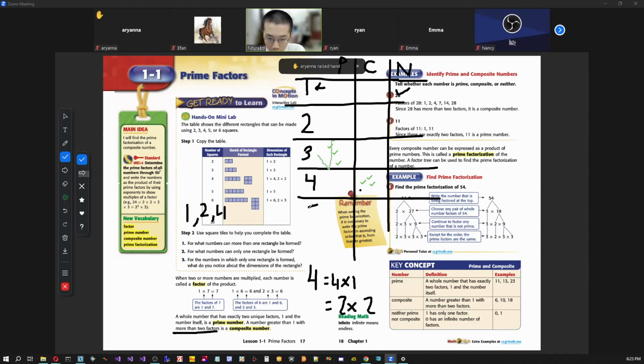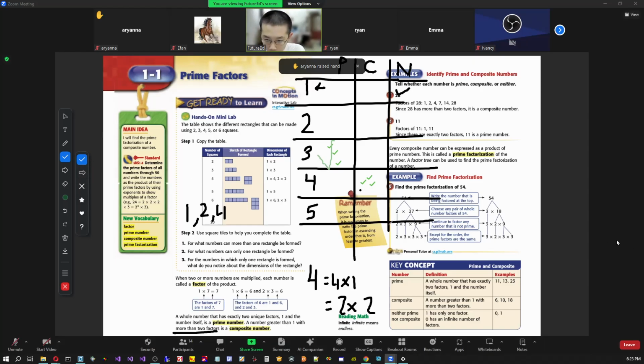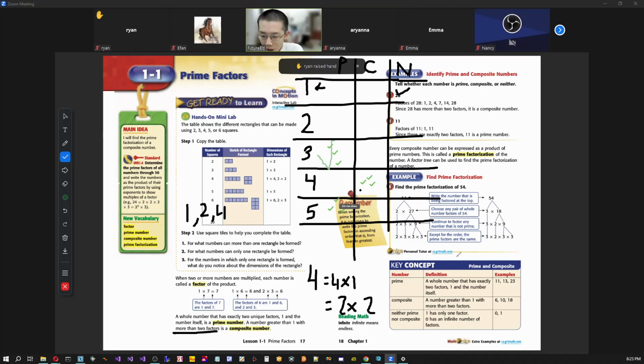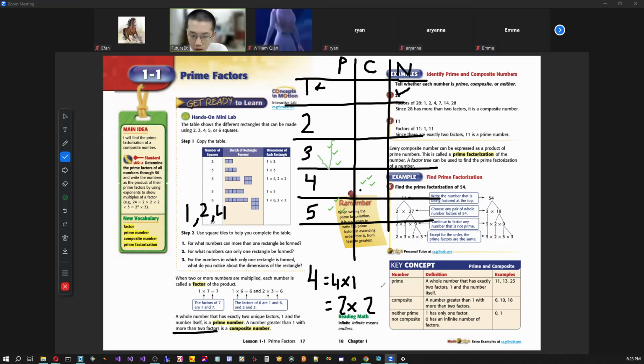What about 5? Is 5 prime, composite, or neither? Ryan, Ariana, I know you guys have both been pretty active. I'll let Ada answer the question. Is 5 prime or composite?